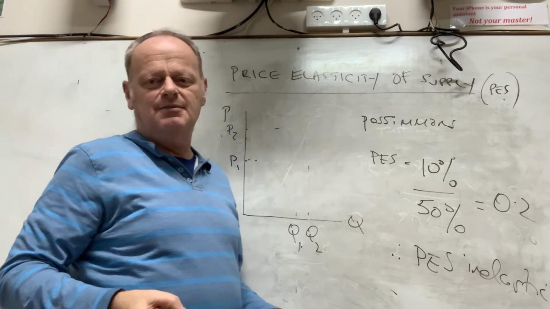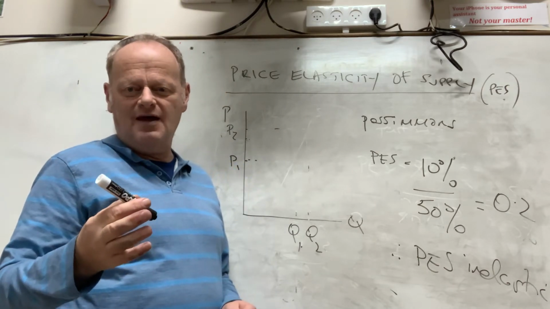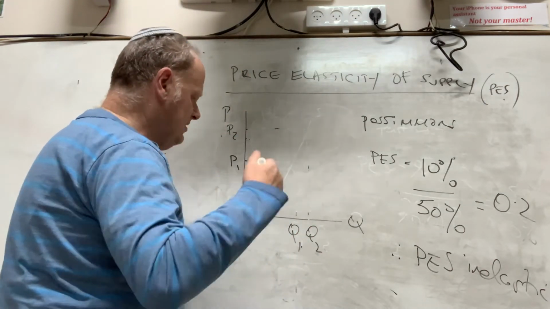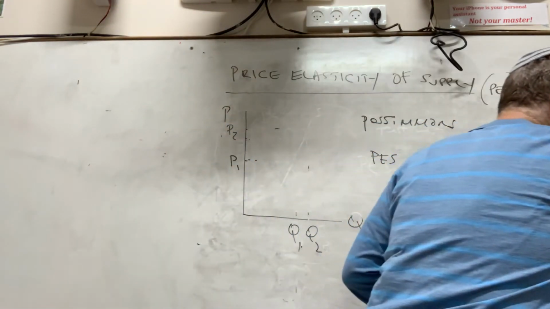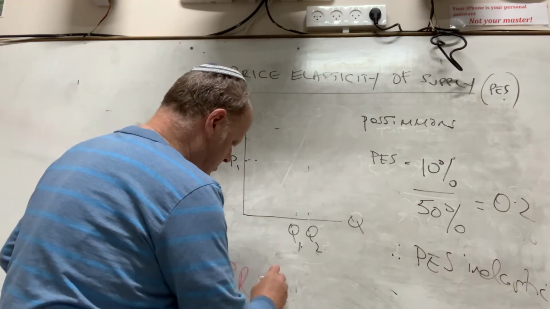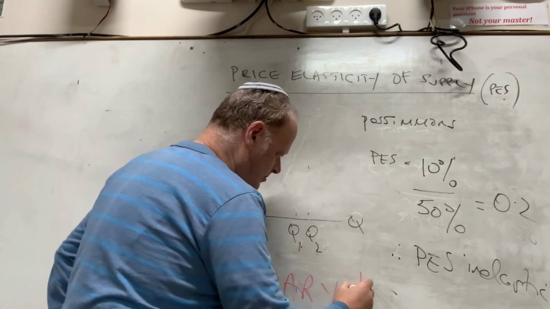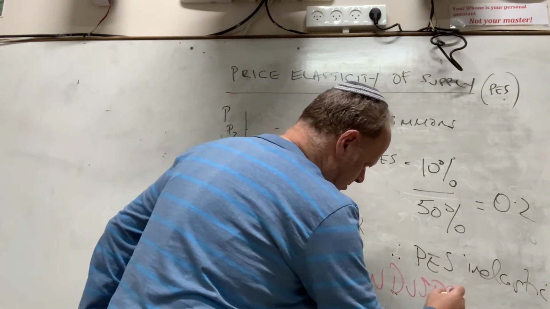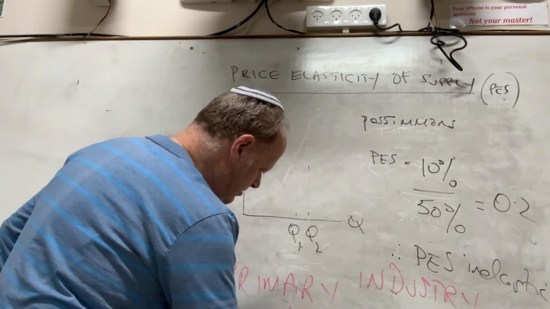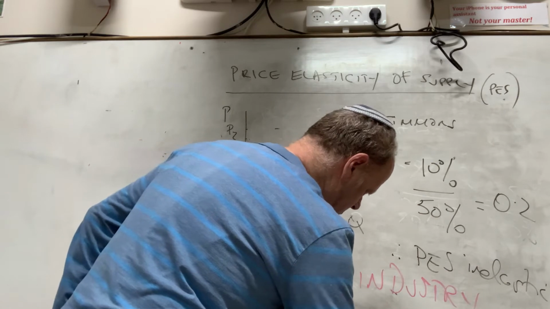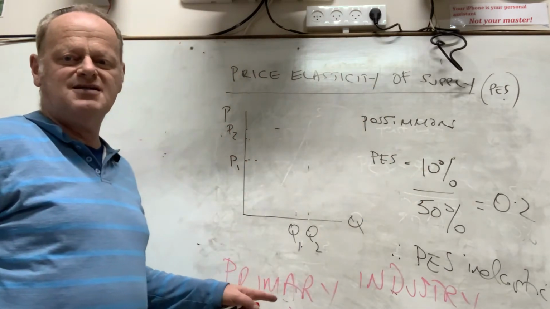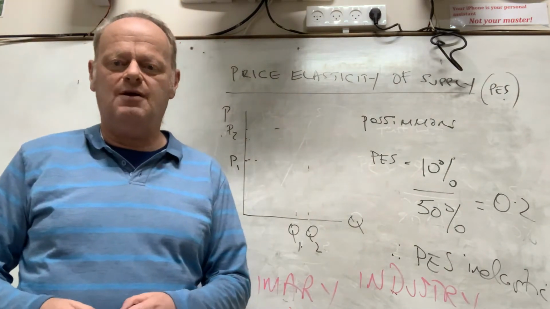Think about persimmons. What type of industry are they? We're going to introduce two new terms. One term is called primary industry, and the other one is called secondary. We're talking about primary industry and secondary industry. What is the difference between them?